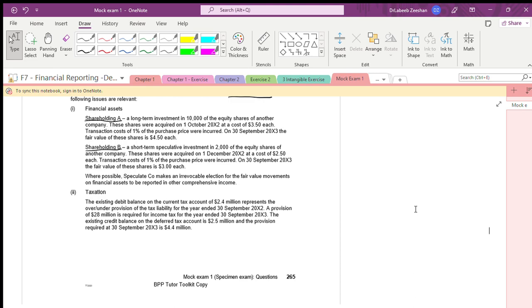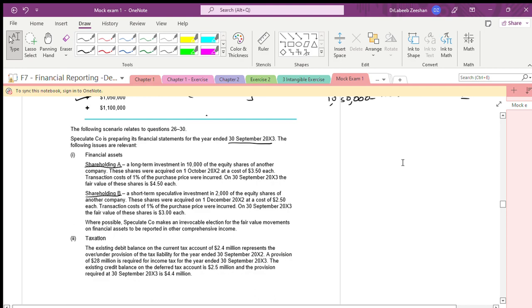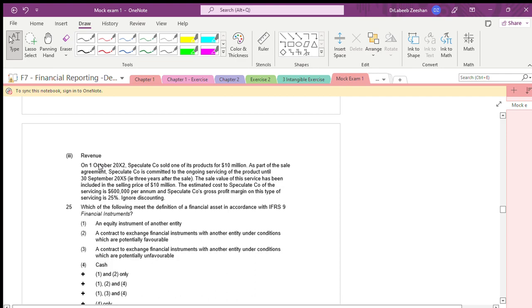Yeah, can I start? Yes. Speculate company is preparing its financial statements for the year ended 30th September. The following issues are reviewed. They are talking in terms of financial assets. They are talking in terms of taxation. They are talking in terms of revenue. Fine.